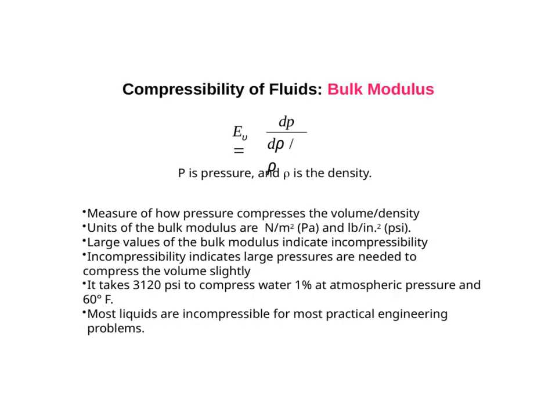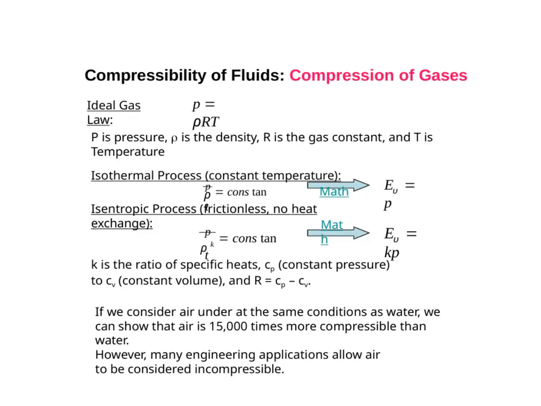Let's talk about bulk modulus, a measure of how pressure affects a fluid's volume or density. It's expressed in units like pascals or psi. When the bulk modulus is large, it means the fluid is nearly incompressible. In other words, you need huge pressure to squeeze it even a little. For example, water requires over 3,000 psi to compress by just 1% at room temperature. That's why, for most engineering purposes, liquids are treated as incompressible.